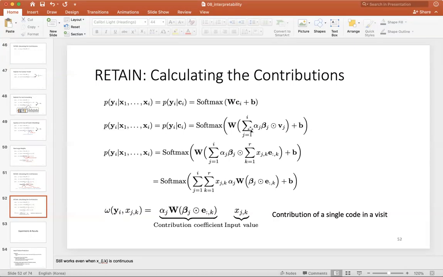Any questions so far? I hope that it is very crystal clear why RETAIN is a fully decomposable, fully interpretable model, because every single code in every single time step, like the kth code in the jth time step, can have this much impact on the final contribution. Is that clear? Any question? Nope.